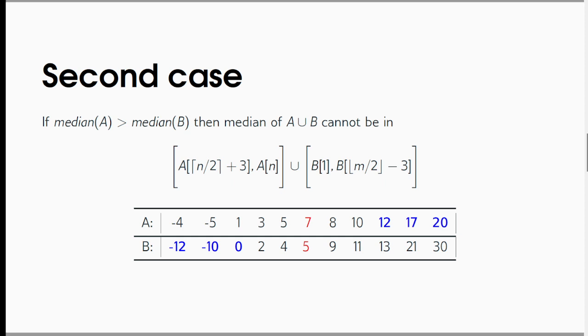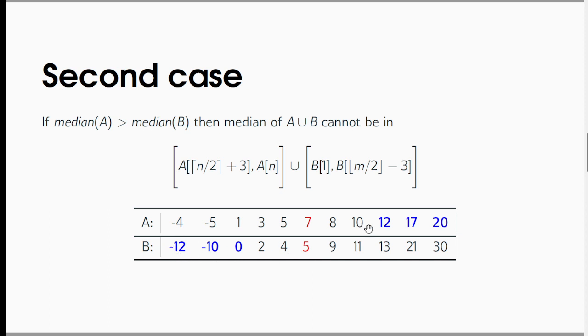So for example, in the example in this slide, the median of A is 7, which is larger than the median of B, which is 5. So this interval here, roughly the right half of A, cannot contain the overall median because these elements are larger than half of the elements of A, a bit more than half of the elements of A, and half of the elements of B.